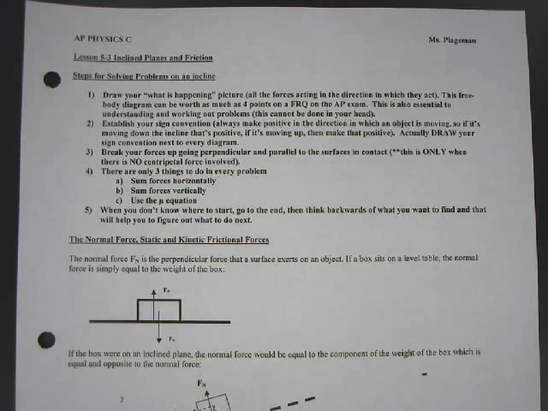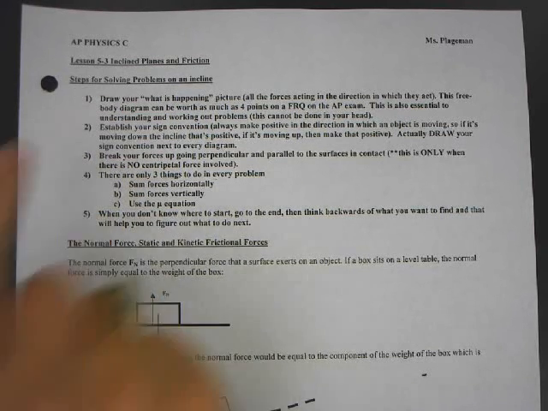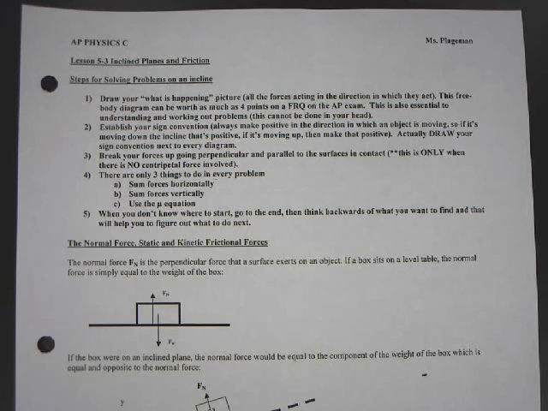Okay, today we're going to do friction, but we're going to do it on an inclined plane. Now, I just wrote down some steps that, when you're not sure what to do, if you follow these steps, it'll make it easier for you to solve these problems. So number one, you're going to draw your what's happening picture. Your what's happening picture is really your free body diagram, and it shows all the forces acting in the direction in which they act.